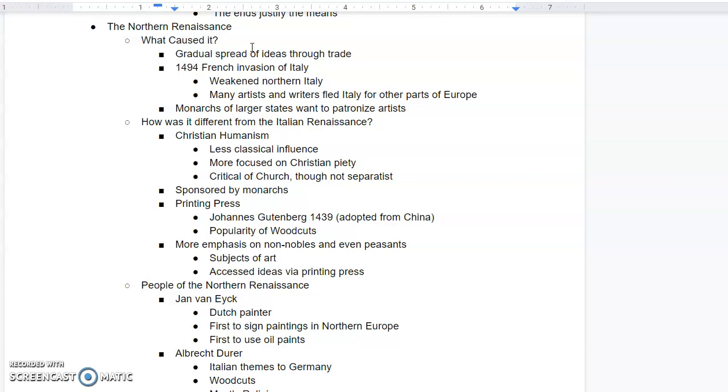Why did this happen? What caused it? Well, first, there's always a gradual spread of ideas through human movement and through trade. But a major spark that sets it off are the Italian Wars, which begin in 1494 with the French invasion of Italy. You also saw the Holy Roman Emperor Charles V, who led counter wars. Rome was sacked. Many of the cities and city-states in Italy were weakened. And so many artists, many writers fled from Italy to other parts of Europe, as Italy, all throughout the early 1500s, was kind of a war zone.